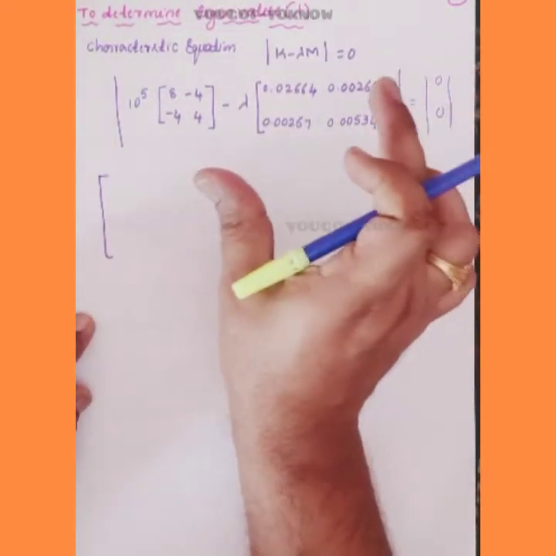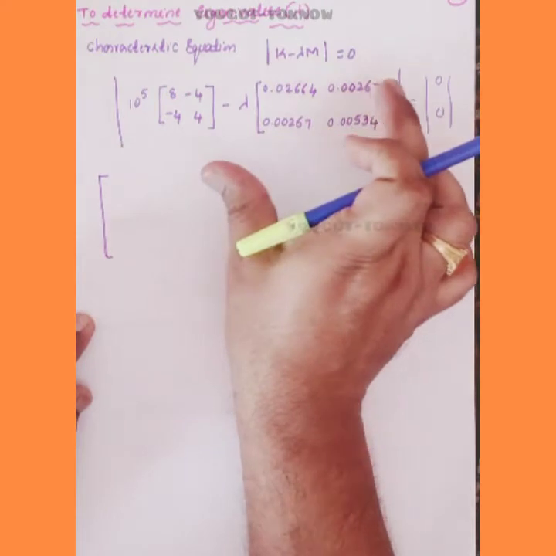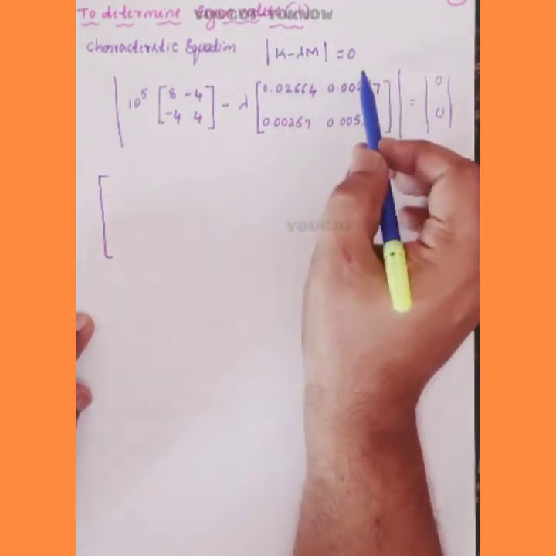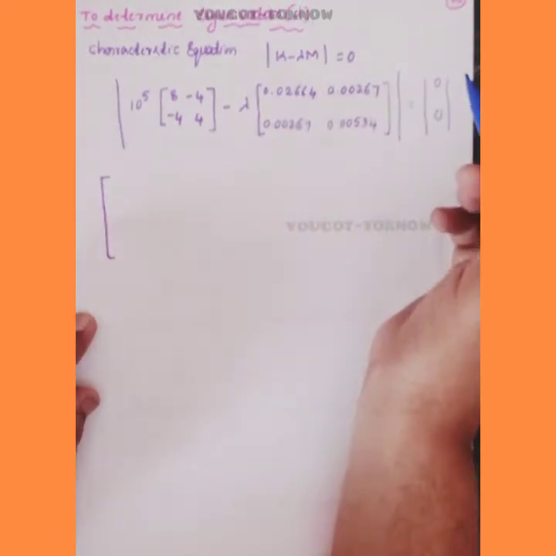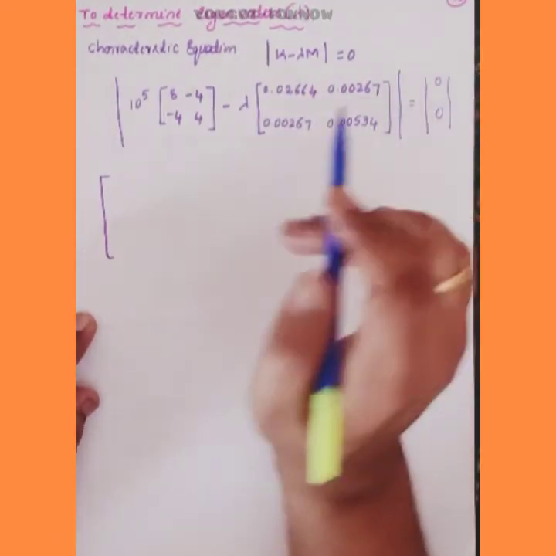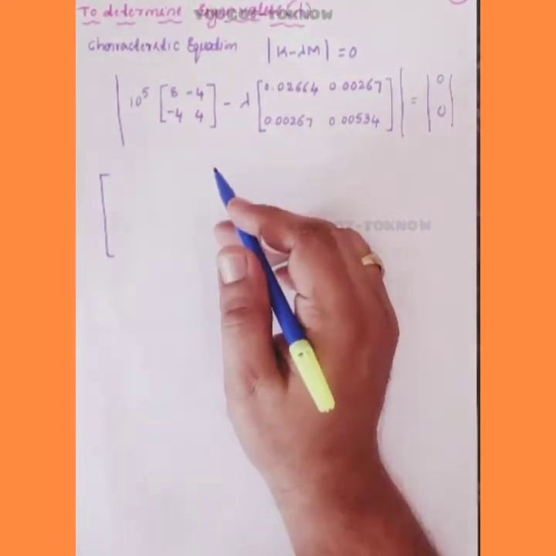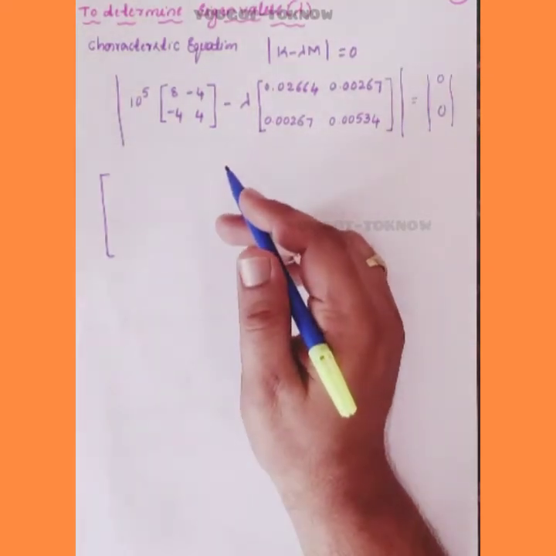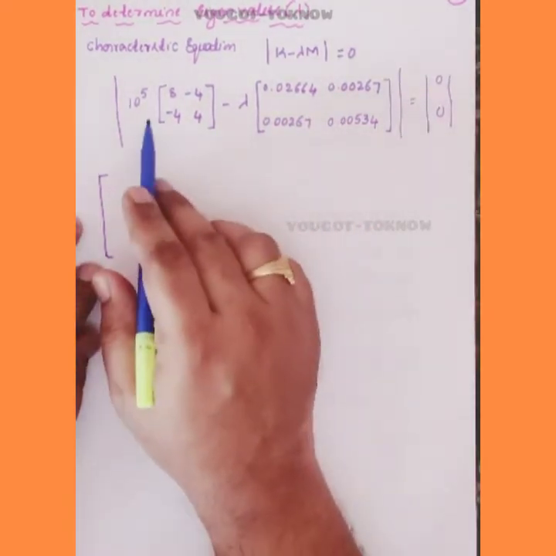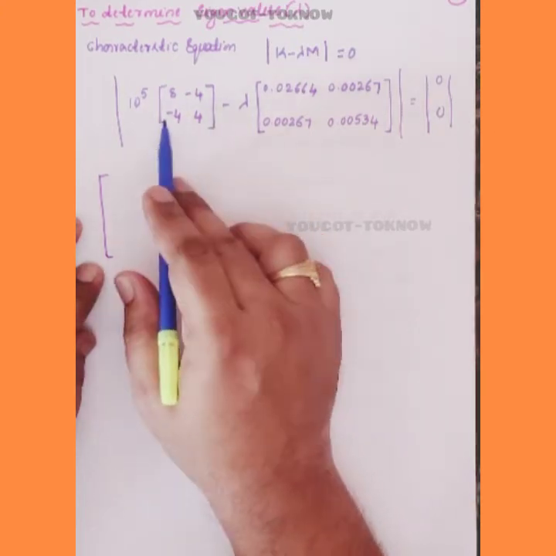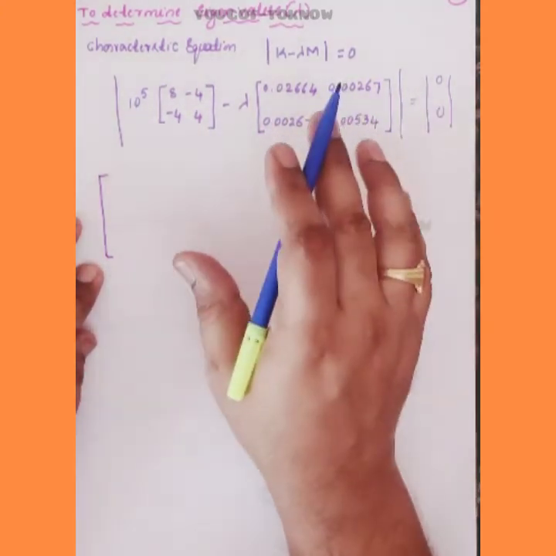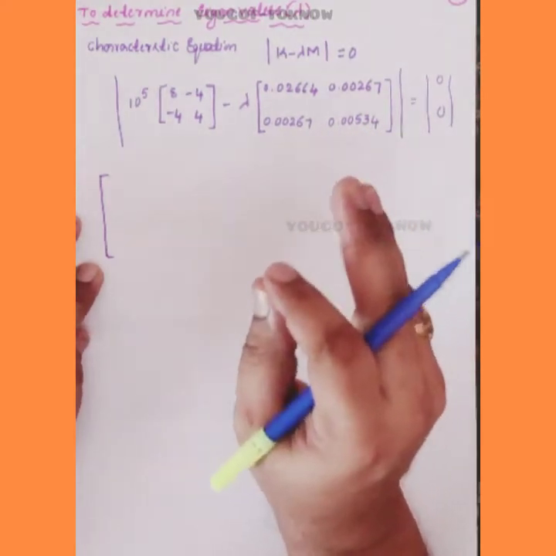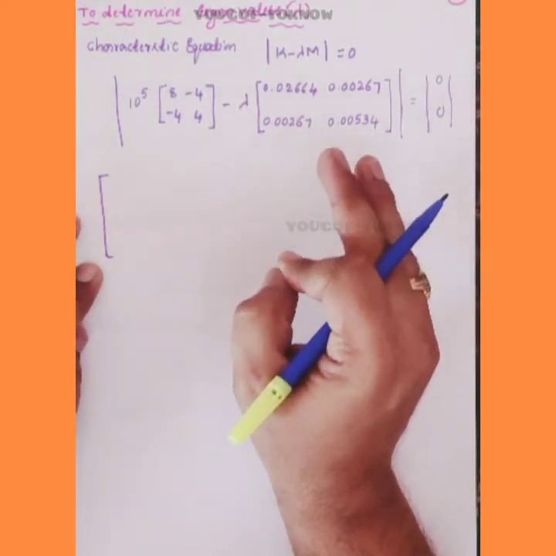Now, in the reduced matrix, leave Q2, Q3, only the remaining K minus lambda M, you can take. Determinant of K minus lambda M will be equal to 0. You have to do this determinant. Take what is already written, your reduced K and your reduced M, with lambda. Now substitute and get the values of lambda. If you determine lambda, that will be called your eigenvalues.